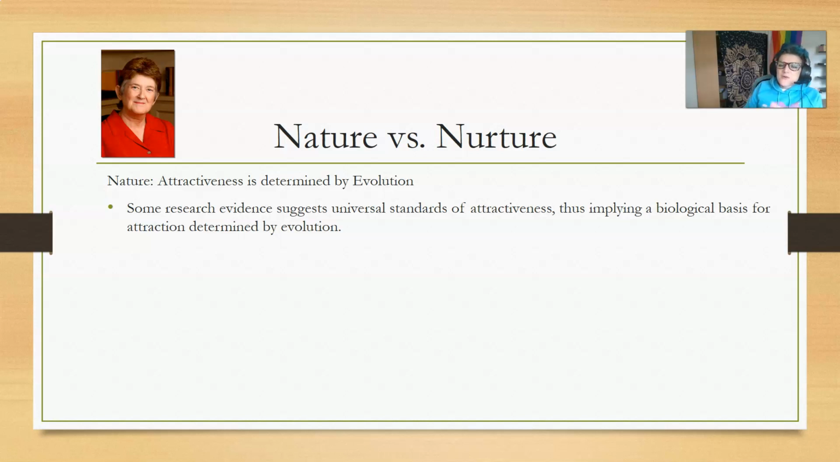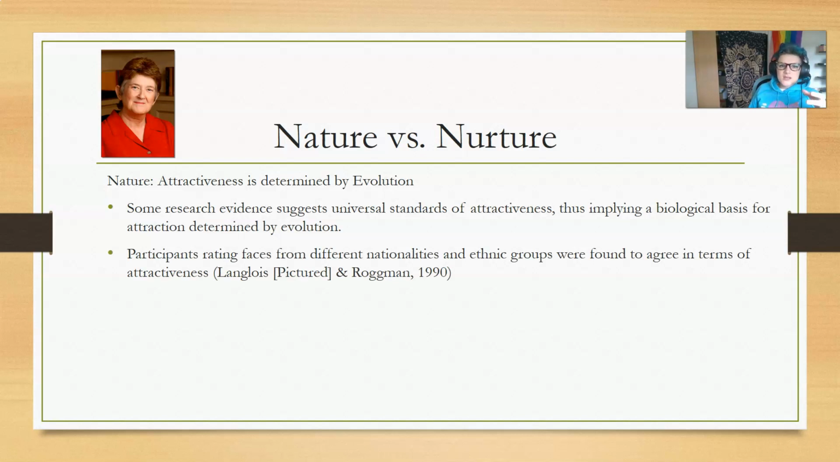So therefore it's been nurtured by evolution, and it is one of the stronger characteristics, because obviously if people have these characteristics, they're more likely to mate and reproduce. So universal standards of attractiveness imply that some types of attractiveness are determined by evolution.